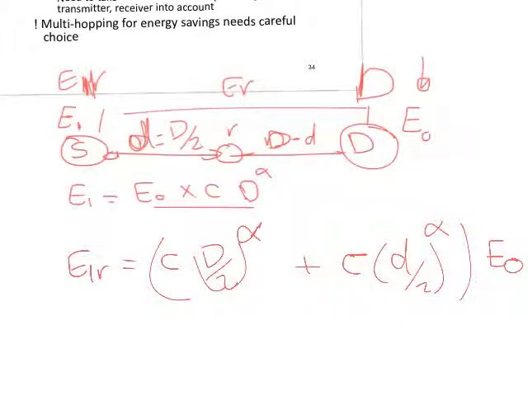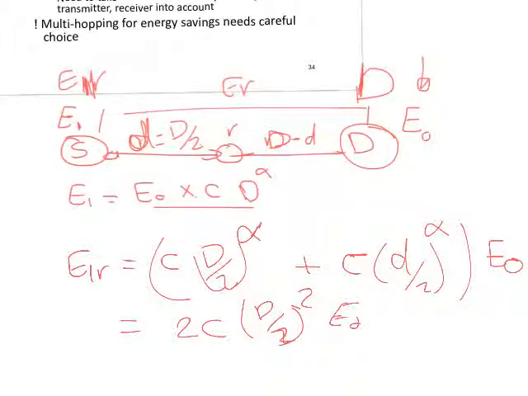Assuming that each one is D over 2, right? But in this case, we neglect the receiving energy. Yes, we neglect the receiving energy. The typical values for alpha, as we said, let's say it's 2, which is the best case scenario. This is in vacuum. So this is actually 2C (D over 2) to the power 2 E naught.